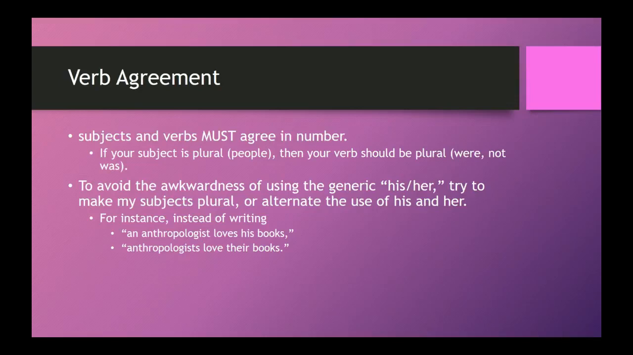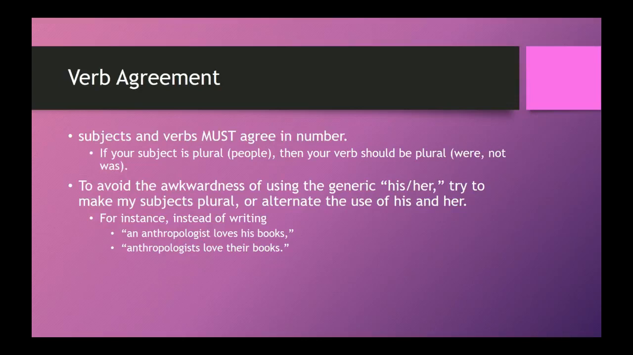So what you want to do is make your nouns plural instead of the his or her, or make it as generic as you can using the they. So you can say an anthropologist loves his books or her books. Doesn't matter. You can do either way. Or make it plural. Anthropologists love their books.